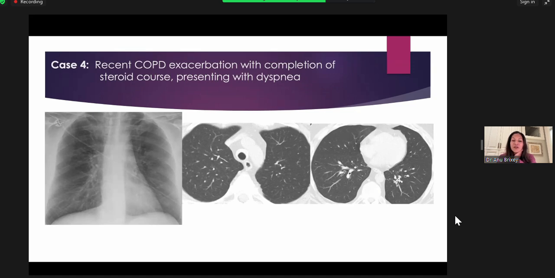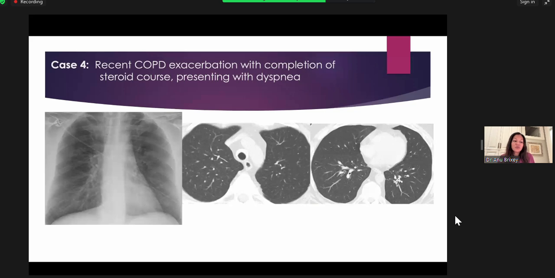And we see this very, very commonly. So this was a patient that had known COPD, chronic obstructive pulmonary disease, and they completed a steroid course and they were presenting with persistent dyspnea. So we see patients like this all the time that will have chest x-rays, chest CT scans, and they're completely normal. And the clinician will give them steroids and they will say, well, I maybe felt a little better, but I still feel very, very short of breath.